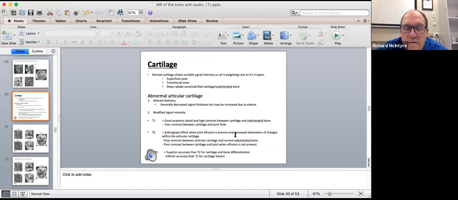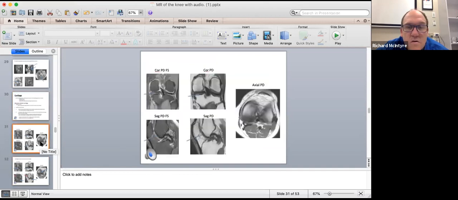So arthrogram effect with joint effusion. And we discussed those. So there's our normal cartilage. There's a little area where the cartilage has worn off. Okay, so you could imagine there's nice cartilage along this plateau, and then if you get decreased cartilage or injury, the cartilage is worn off. Okay, and you've got no cartilage in that little notch, and you've got subchondral bone changes.